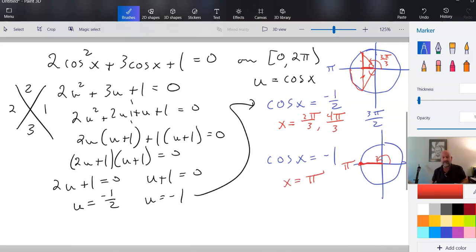So we have three answers on the interval from 0 to 2 pi. We have x equals, well, typically they're written in order from smallest to biggest, but that's not the law. I'm just going to do that, though. 2 pi over 3, pi, and 4 pi over 3. Right, so those are the three answers you should have got.